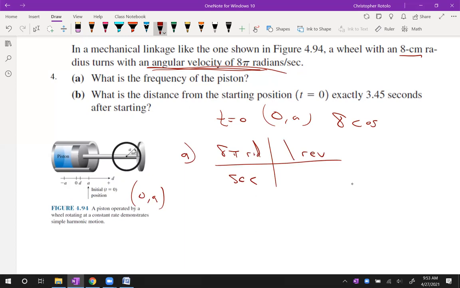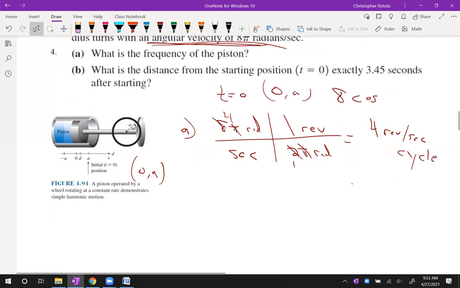I want 1 revolution. Remember, 1 revolution was 360 degrees, but in radians, it was 2 pi radians. So I'm able to reduce these items. So pi takes out pi, I get 4, 1, so I get 4, and what's left is revolutions per second. Okay, and what that means is we're talking about a cycle. What it also means is that the period is 1/4. Because these are inverses, we're going to use 1/4 for the period.